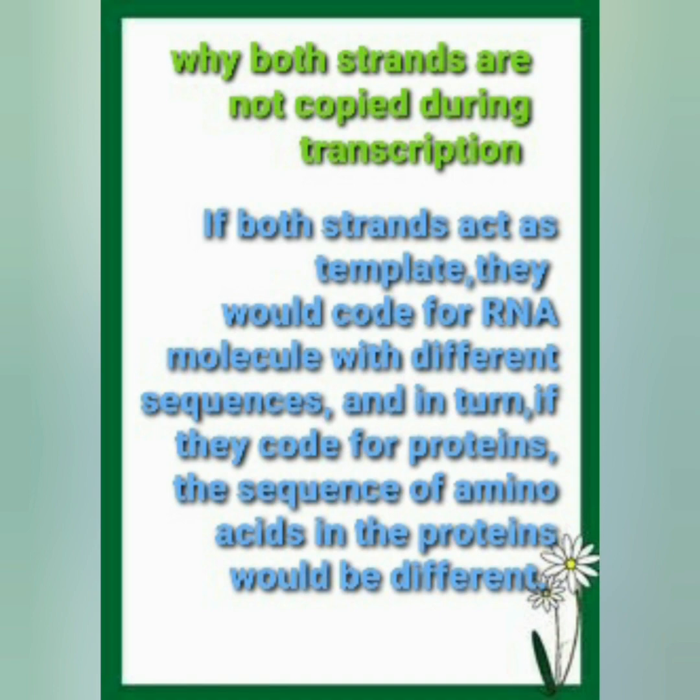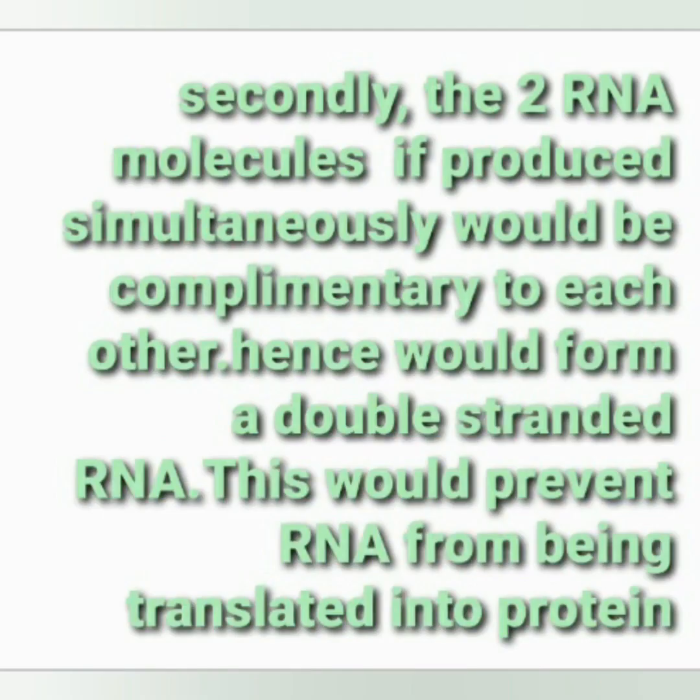Hope you understood. Now secondly, the two RNA molecules, if produced simultaneously, would be complementary to each other, hence would form a double-stranded RNA. This would prevent RNA from being translated into protein. These are two important points. You should note them down and learn well.